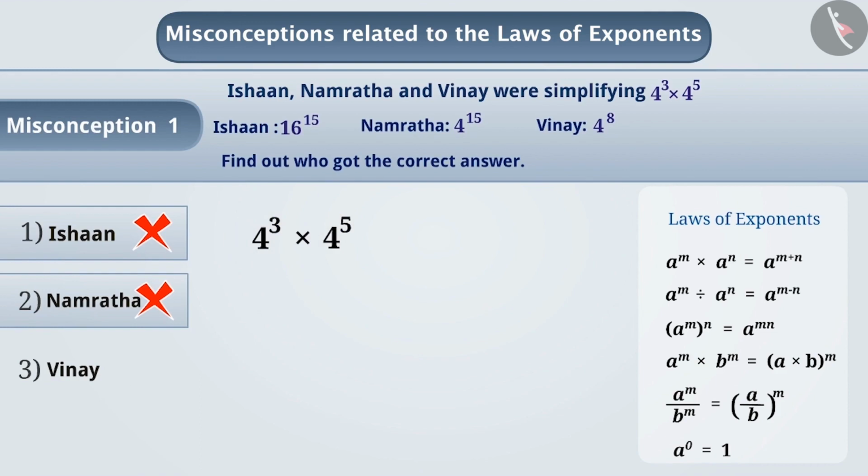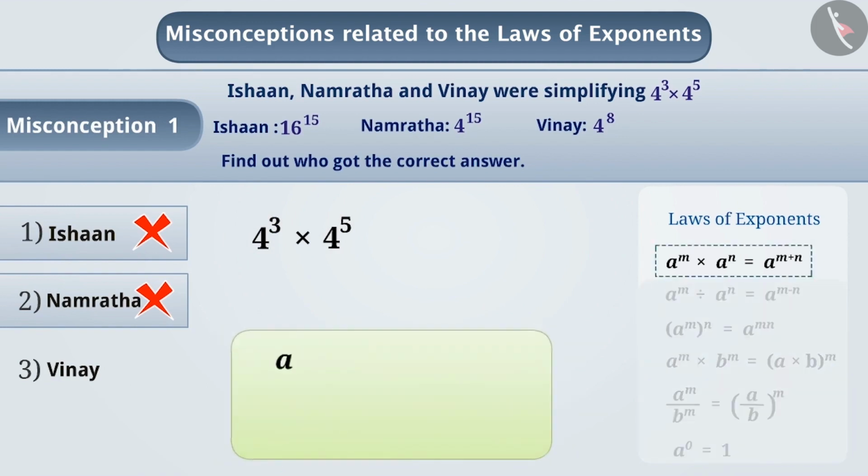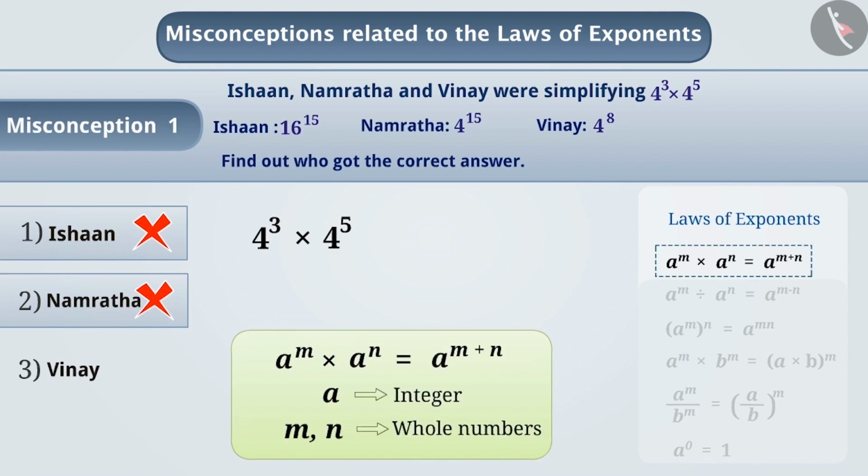Here, we can see that the base of the numbers to be multiplied is the same. When the base is the same, we add the exponents. That is, a^m × a^n is equal to a^(m+n), where a is an integer and m and n are whole numbers. In this way, here 4^3 × 4^5 is equal to 4^(3+5), which is equal to 4^8. Hence, the answer given by Vinay is correct. Option 3 is right.